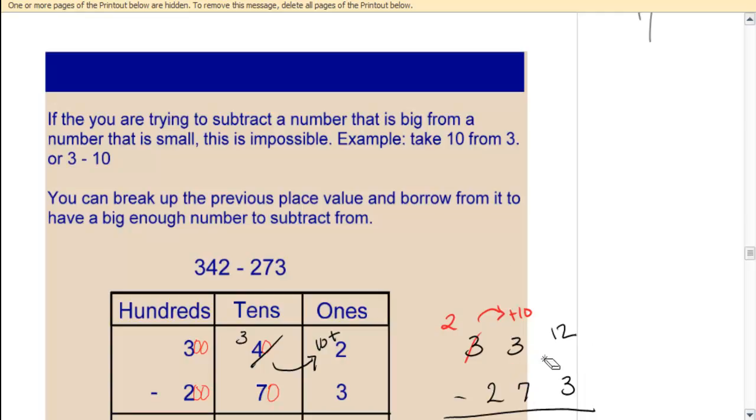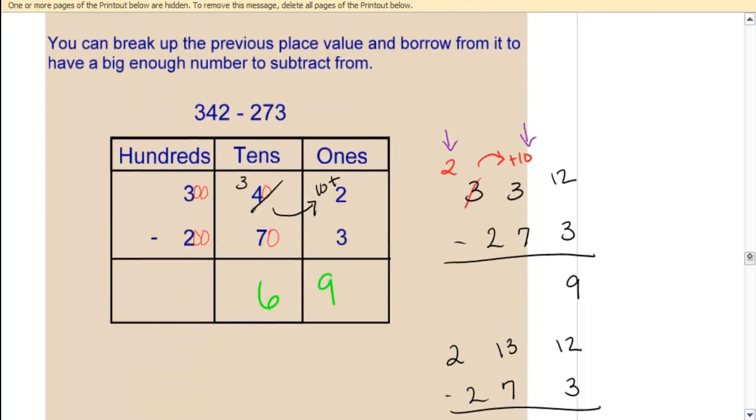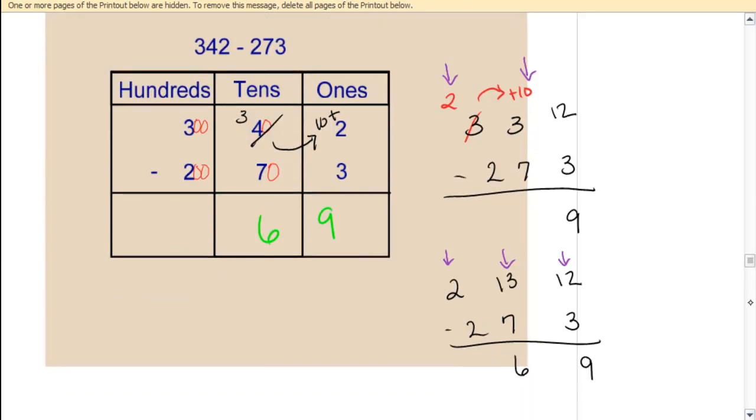And when we do that, the 3 becomes a 2 in the hundreds place, and that 1 that we brought over to the tens place is going to be added as 10. And when we do that, we ultimately have a 2 in the hundreds place, a 13 in the tens place, and a 12 in the ones place. And when we subtract, we end up with 69.